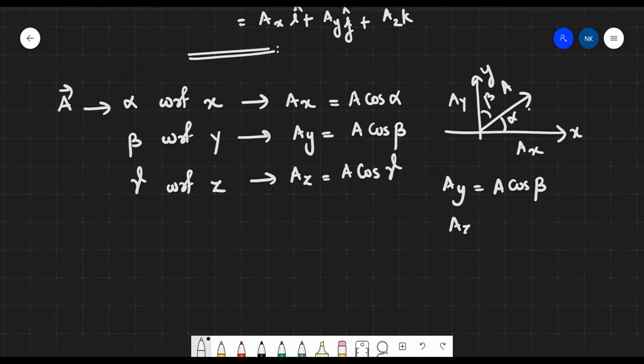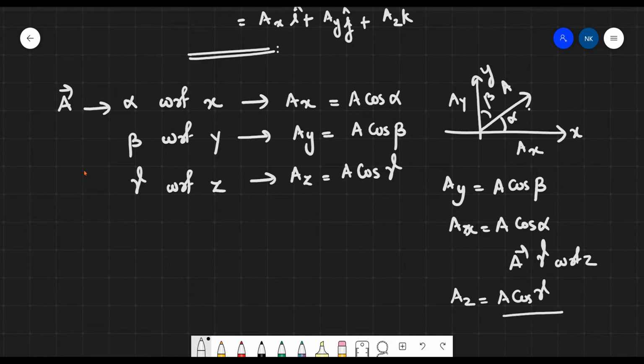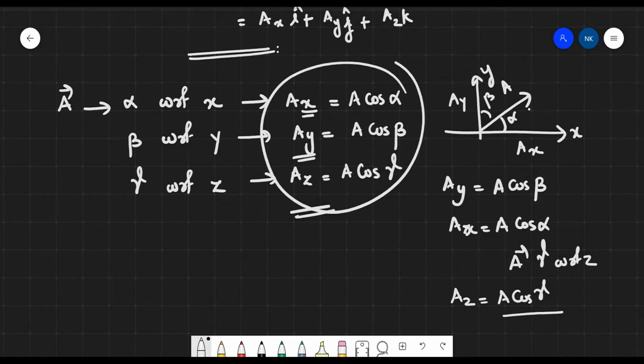Now AX is equal to A times, with respect to x-axis it was making an angle alpha, so that is why it is cos of alpha. All right, so in three dimensions vector A was making an angle gamma with respect to z-axis, so the component along z-axis AZ is going to be A times cos of gamma. So that is what it is, AX, AY and AZ. All right, it's mentioned over here.